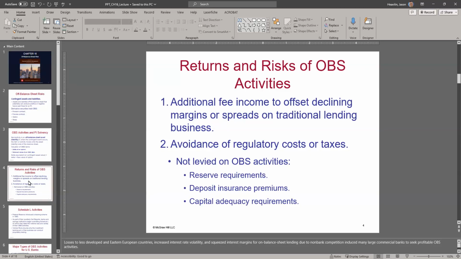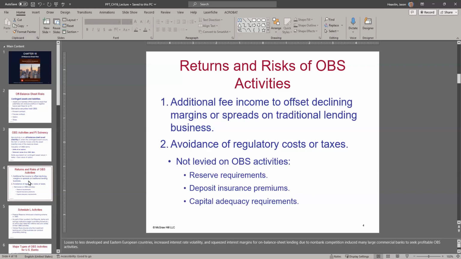Avoidance of regulatory costs or taxes, things that are not levied on the off-balance sheet activities. Reserve requirements: it doesn't impact the cash reserve you must have, because the cash reserve is going to be dictated by whatever's on the balance sheet. Deposit insurance premiums: the deposits in the financial institution that are insured, a premium is charged. It would not affect that.